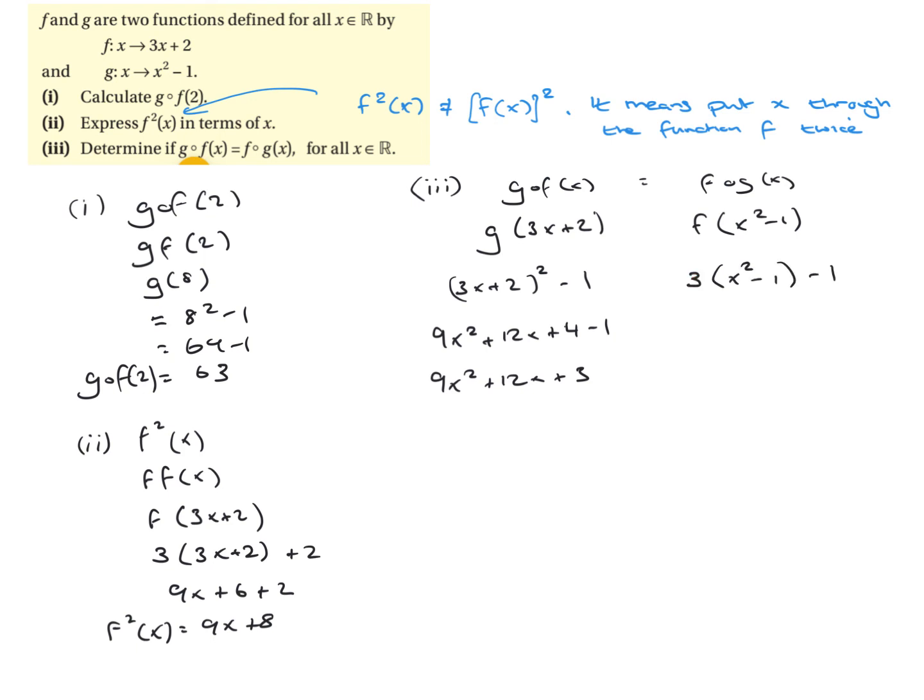Just to show you again, 3 times x, where x here is this expression x squared minus 1, and then we have the minus 1 at the end. Okay, multiply it out. We end up with 3x squared minus 3 minus 1, and that will go to 3x squared minus 4. And hopefully, guys, you can see that g f of x is not equal to f g of x. So we can write that if you want. g f of x is not equal to f g of x.